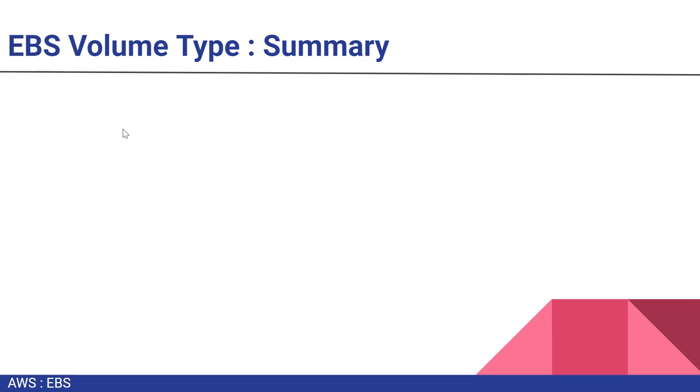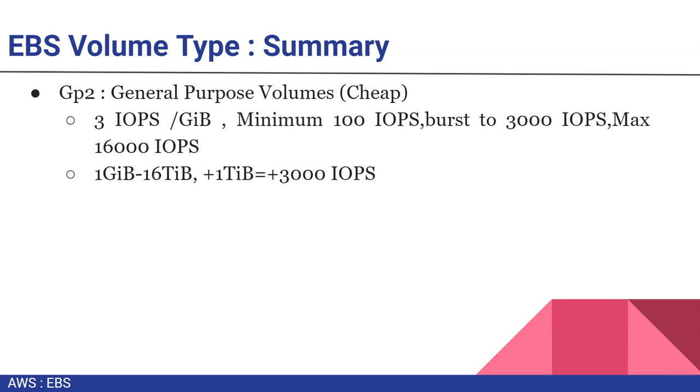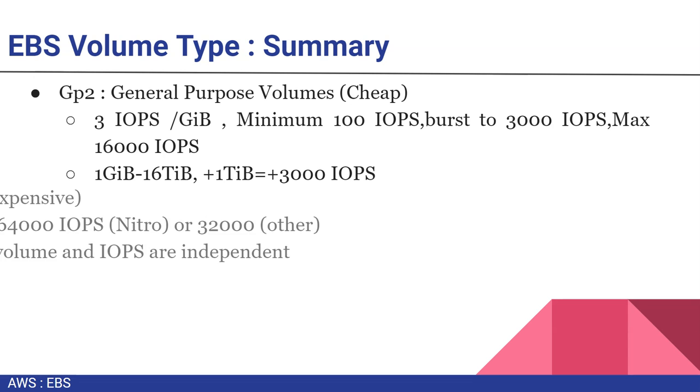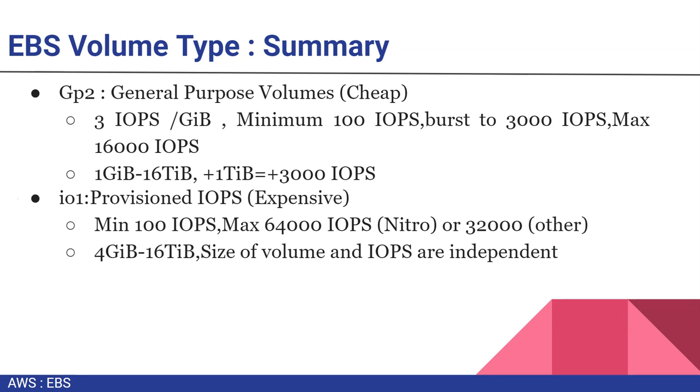Okay, so we have seen all the different types of volume. Let's try to understand the summary for all volume types. The first one is GP2, the general purpose volume type. That's basically cheap, 3 IOPS per gigabyte. The minimum is 100 IOPS, the burst level is 3000 IOPS, and max IOPS is 16,000. 1 gig to 16 TB of storage. That we already saw in the demo section.